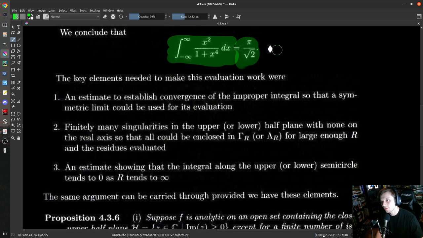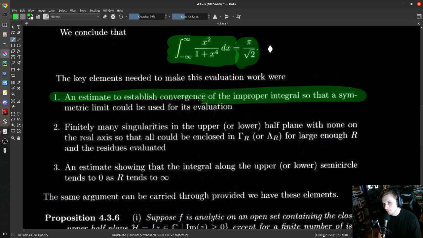And this is a great example of that. So just think about the key elements that made this example work. One, this is the first thing we need to do. We had to establish the convergence of the improper integral so that I could use a symmetric limit for the evaluation. That is the limit as r goes to infinity of the definite integral from minus r to r of the stuff, right? We have to establish convergence first, so we can use a nice form.